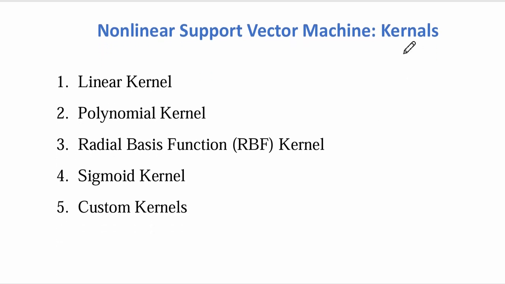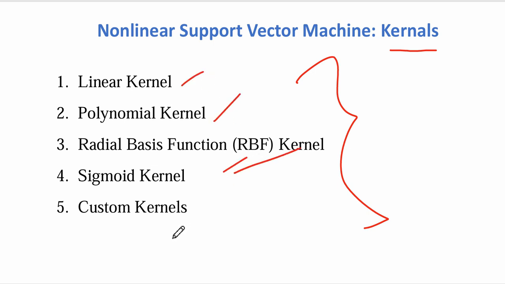To convert that non-linear data into linear data, we use different kernels. That may be the linear kernel, polynomial kernel, RBF kernel, sigmoid kernel, or custom kernel. Custom kernel means the user can create their own kernel, and from that kernel also we may separate the non-linear data into linear data. But here we are mainly focusing on these four functions.